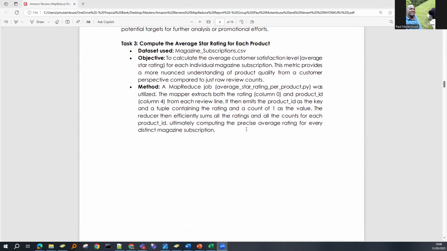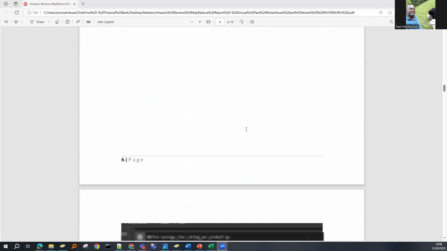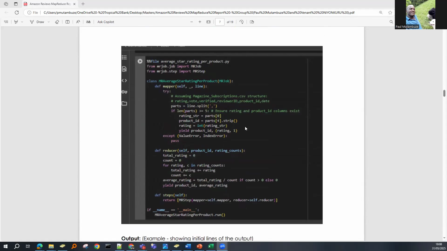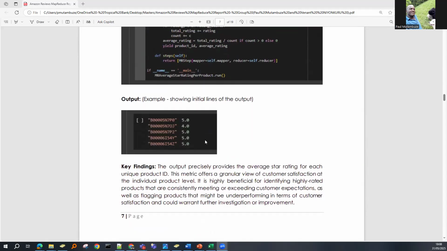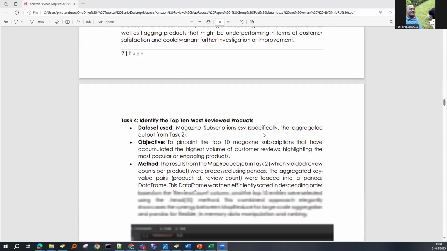Moving on to calculating the average star rating for each product. Our snippet is here. We use the mapper and we are able to generate an output like this. The output precisely provides the average star rating for each of the unique product IDs, and the metric offers a granular view of customer satisfaction at the individual product level.